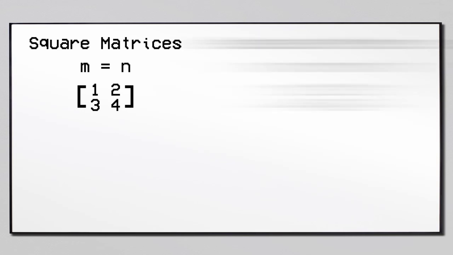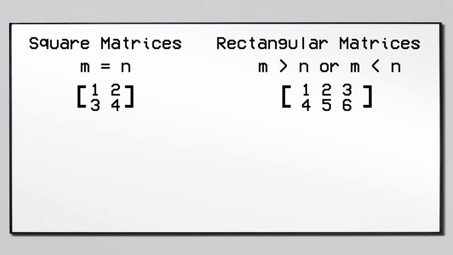A square matrix is when m is equal to n. The number of rows is equal to the number of columns, meaning that the dimensions are square. A rectangular matrix is any matrix in which m does not equal n. The number of rows does not equal the number of columns.